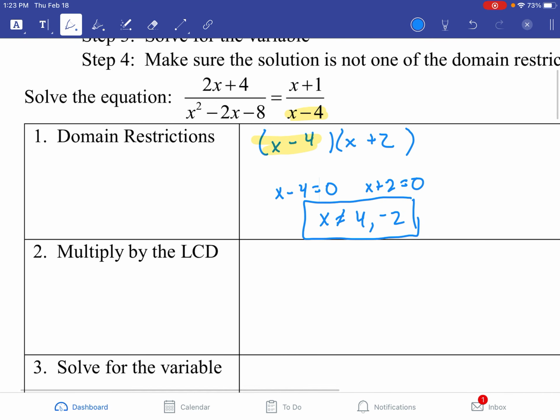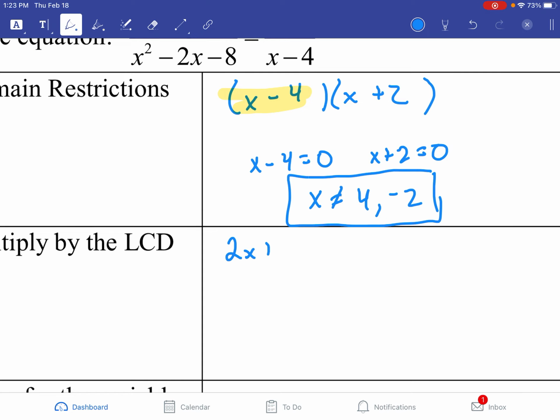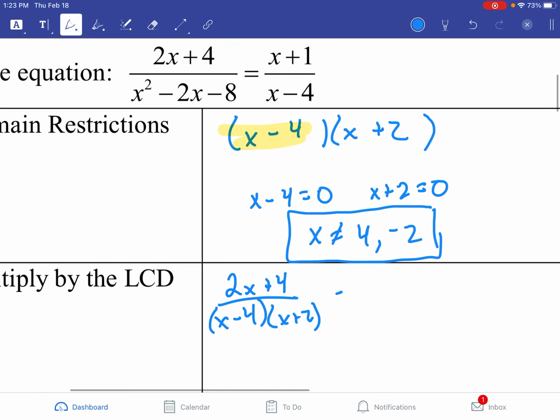All right, step number 2. Now we're going to look at the equation. Okay? Now when we're doing domain restrictions, we didn't care about the numerator, but when we're solving rational equations, we do care about the numerator. Okay, I'm going to rewrite the problem here. You have 2x plus 4 over, I'm going to write the denominator as our factored, x minus 4 and x plus 2, equals x plus 1 over x minus 4.